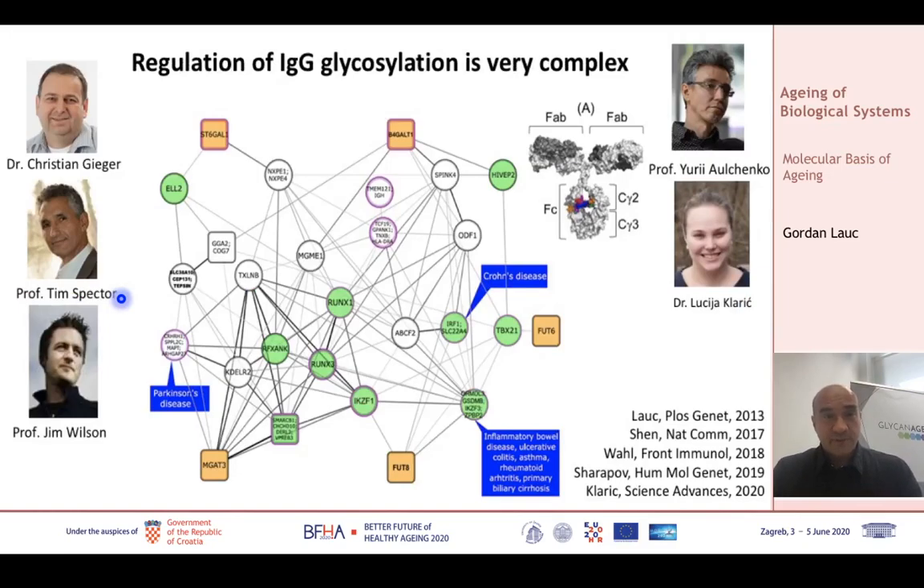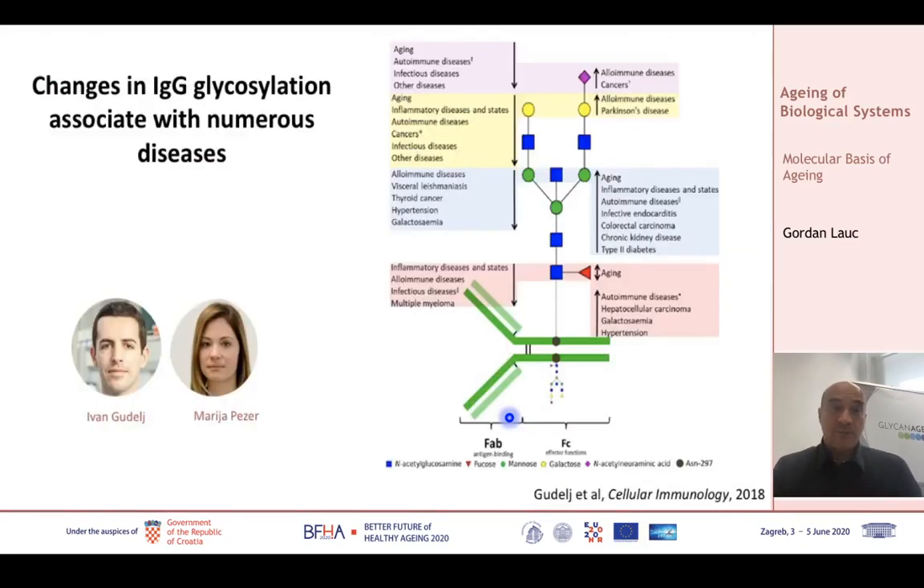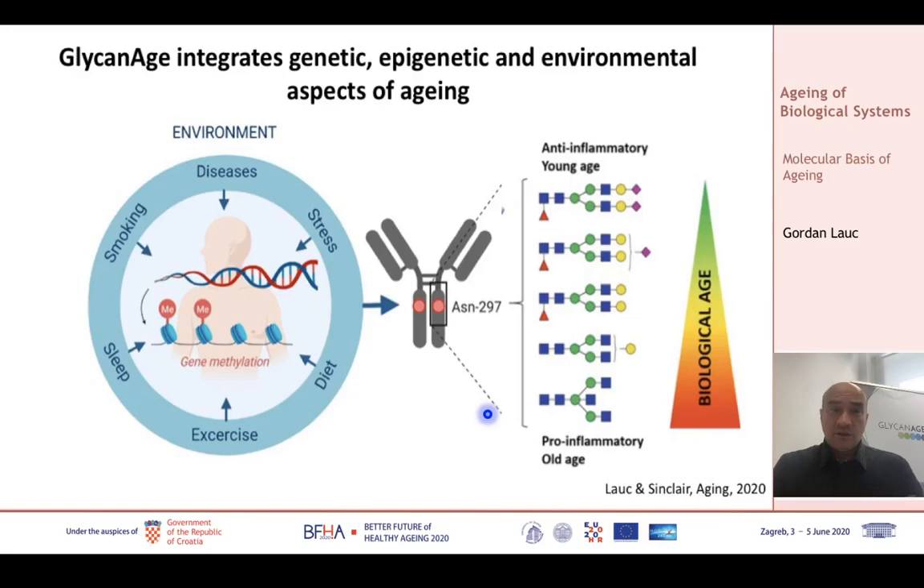This is regulated by a very complex network of genes. Through a series of GWAS papers, we identified over 40 genes which work together to decide about IgG glycosylation, and many of these genes are known risk factors for diseases. When we looked into people with these diseases, we see the same type of changes, which is reviewed in a recent paper published slightly over a year ago. So to summarize this part, we have GlycanAge, a biomarker of aging which can be reliably quantified, and it integrates genetic, epigenetic, and environmental information about aging.